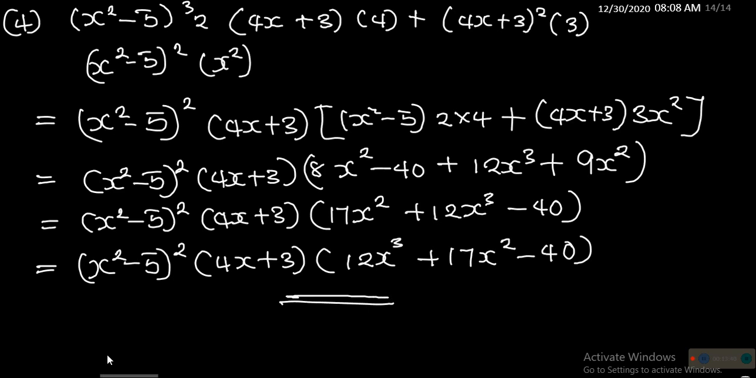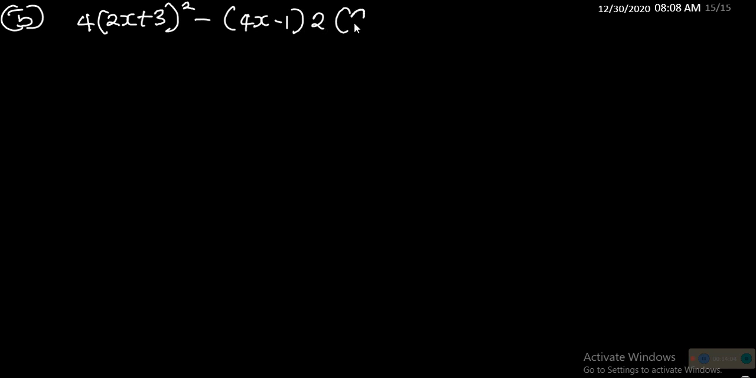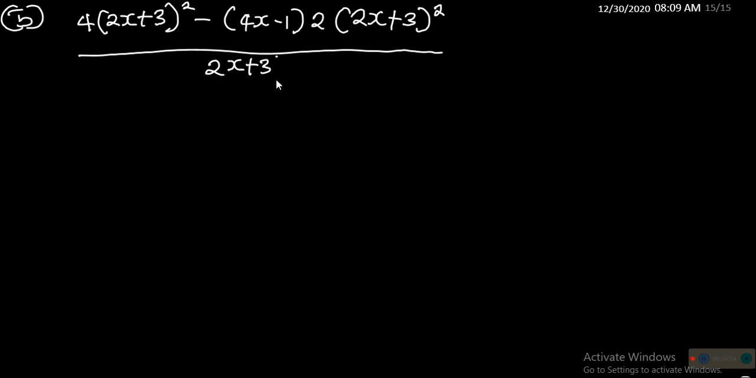The complete factorization. Number 5: 4 into 2x plus 3 squared, minus 4x minus 1 into 2x plus 3 squared, all over 2x plus 3 all raised to power 4.